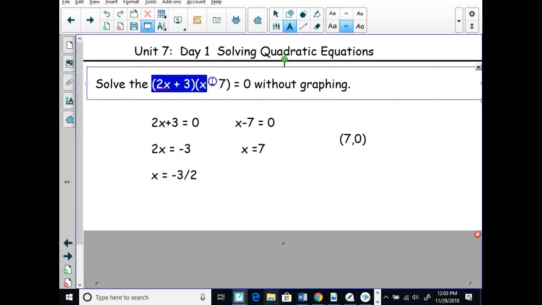Finally, the last thing is if you're already in intercept form or factored form, just knowing that you don't have to even graph it. You can just set those factors equal to 0. Knowing that those are your x-intercepts, stop right there and say x is equal to 7 and x is equal to negative 3 over 2.